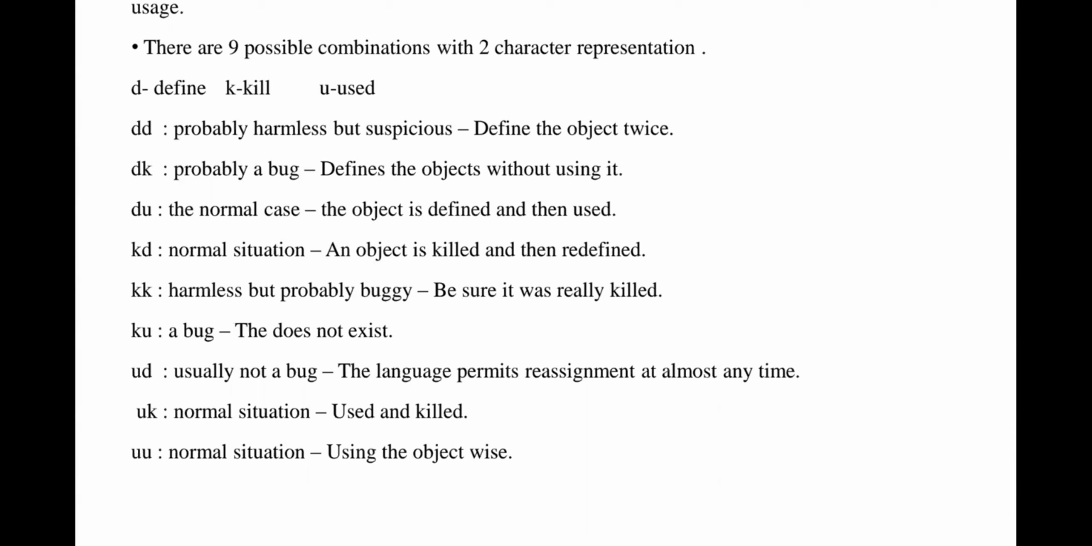Okay, next DK. DK, what you have seen in the example, is called DK. So when you are defining an object but you are not using it, it is an anomaly. It probably indicates a bug. A bug is nothing but an error that will be created. That is an anomaly. Next, the third one is DU.